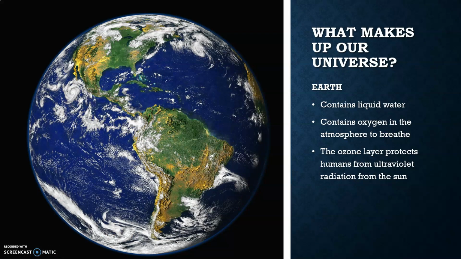So Earth does make up our universe, our planet that we live on. It contains liquid water. It contains oxygen, which allows for us to breathe because the oxygen is found in the atmosphere. Also allows for plants to thrive and animals to breathe. And then we also have the ozone layer, which allows human life to be protected from ultraviolet radiation that's given off from our sun.